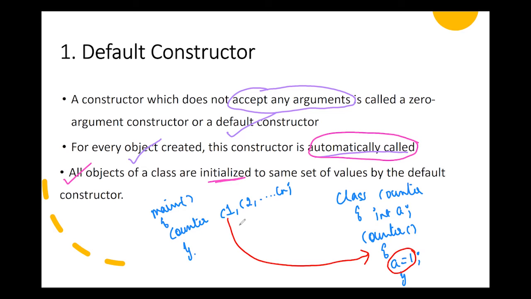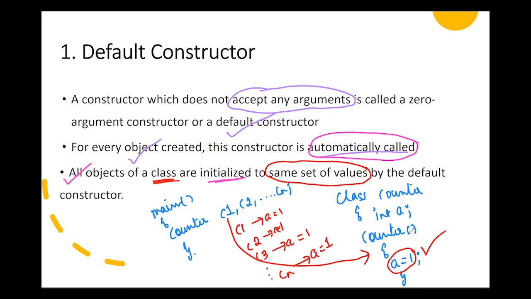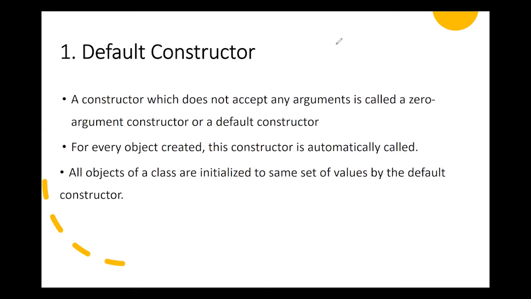For C1, a is getting initialized to 1. For C2 also, a is getting initialized to 1. For C3 also, a is getting initialized to 1. Like that, up till n, however many objects I have created, a will be initialized to 1. So this is going to remain constant. That is what we are saying here: all the objects of the class are initialized to the same set of values by default. You cannot change the values. This is going to remain fixed when it comes to the default constructor.